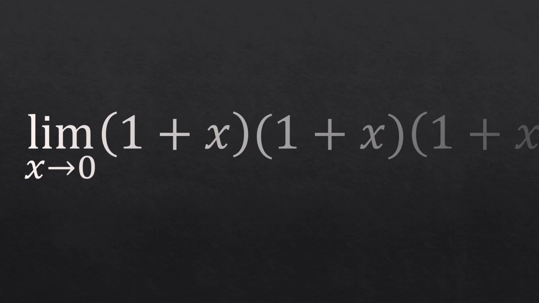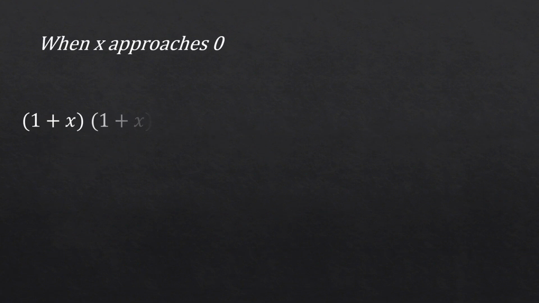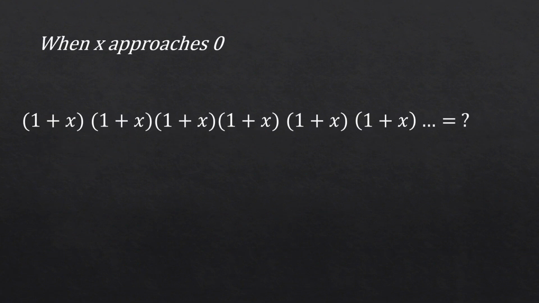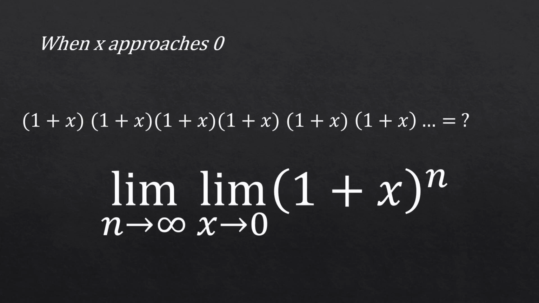You can imagine what happens if there's a value that approaches 1 and then gets multiplied by itself an infinite number of times. Today in this video, we will discuss this topic. When x approaches 0, 1+x gets multiplied by itself infinitely many times. What is the final value? We can express it with this expression.